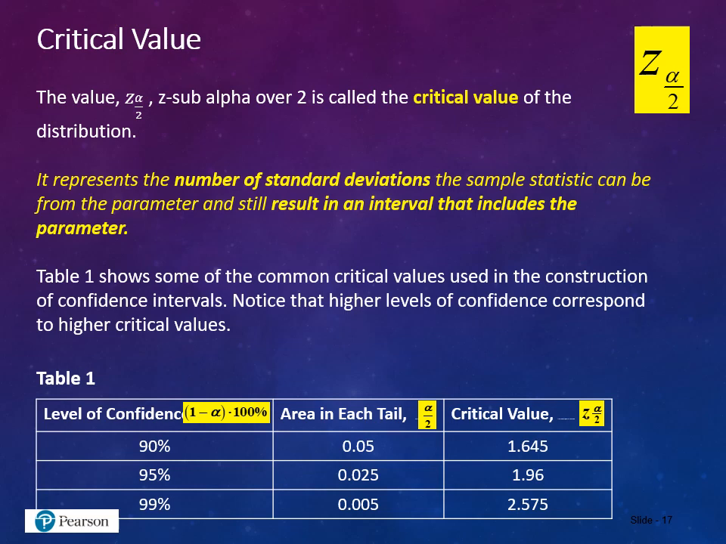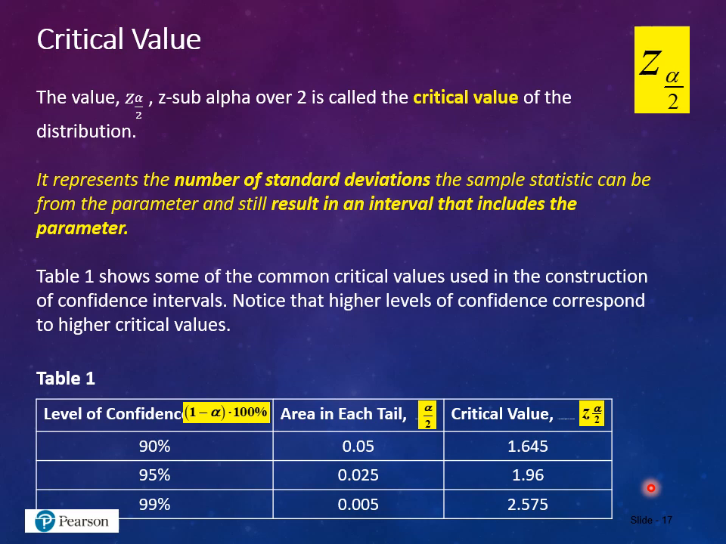Table 1 shows some of the common critical values used in the construction of confidence intervals. Notice the higher levels of confidence correspond to higher critical values. As the confidence level goes up, the critical value goes up. So you can be further away from that data point and still have confidence that you can make an inference about the population data as well.